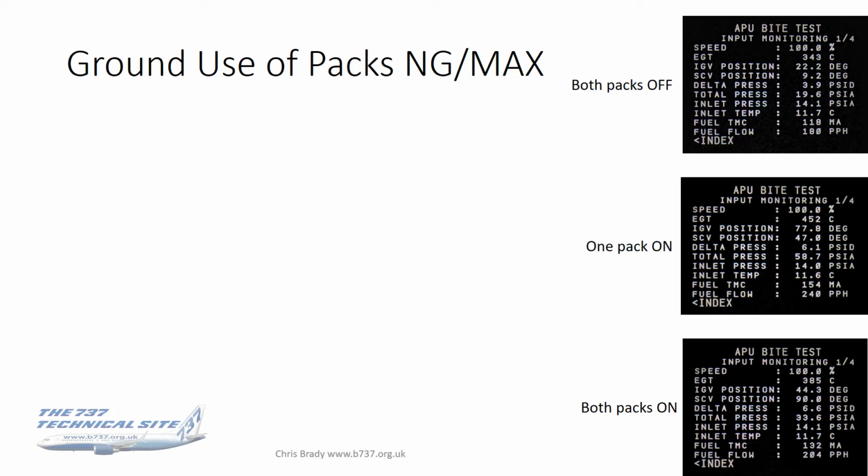Now, for those that might find that a little difficult to comprehend after years of being told to do it one way, to now do it the other way, as did I, what I've got here are 3 photographs I took of the CDU on the APU byte test pages. The top photograph is with both packs off. The center photograph is with one pack on, and the bottom is with both packs on. And I will talk you through the differences here now.